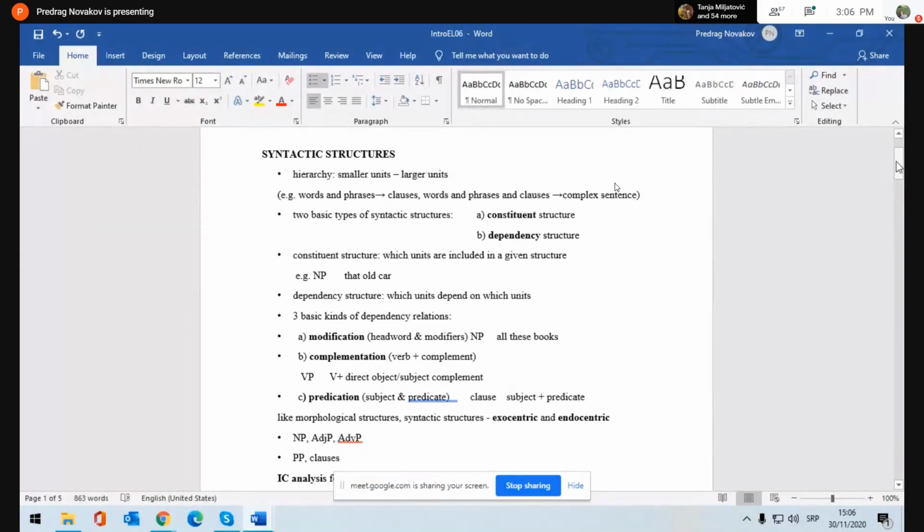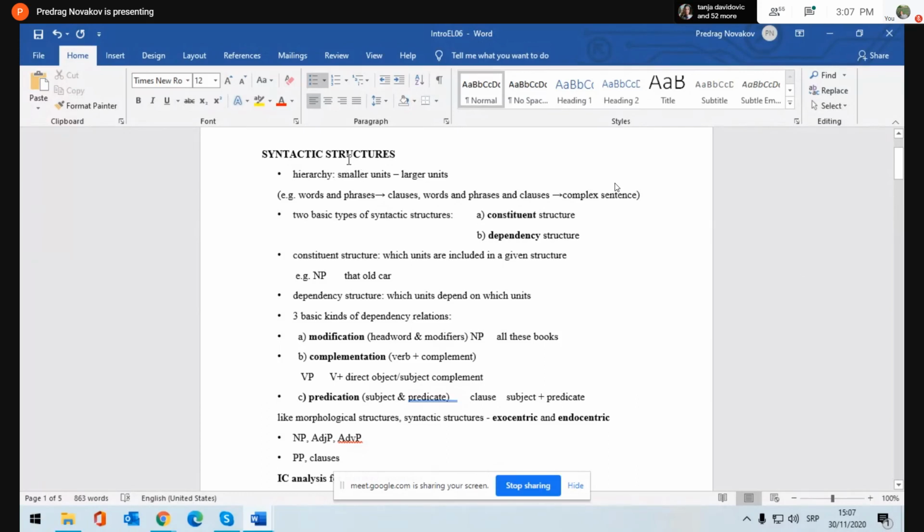Okay, so the next topic in syntax is syntactic structures. We already mentioned several times that in language you have the hierarchy. Smaller units are used to form larger units. You remember, phonemes are used to make syllables and words. Words are used to make phrases, clauses, sentences, and so on. Words and phrases form clauses, and clauses form a complex sentence. We already mentioned it, okay?